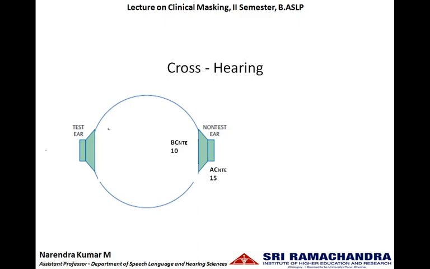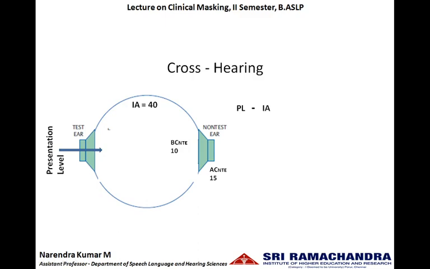Now the sound has to be delivered at the test ear, and this is called presentation level. So presentation level is the level of sound delivered in the test ear. Now we know that as it is supra-aural headphones, the internal attenuation is going to be 40 decibels.